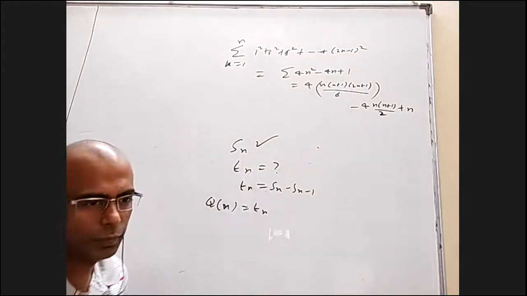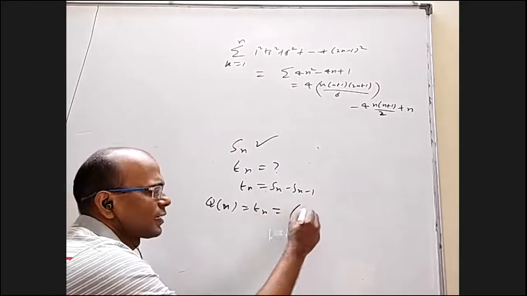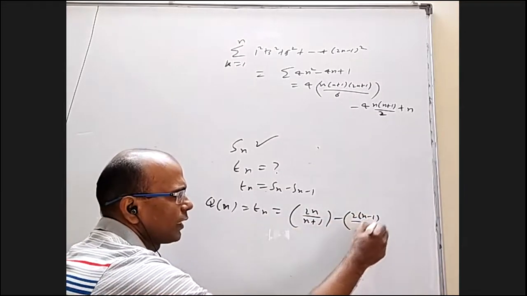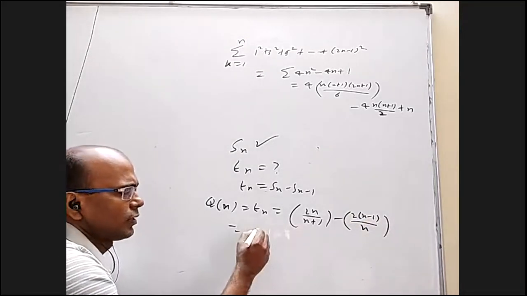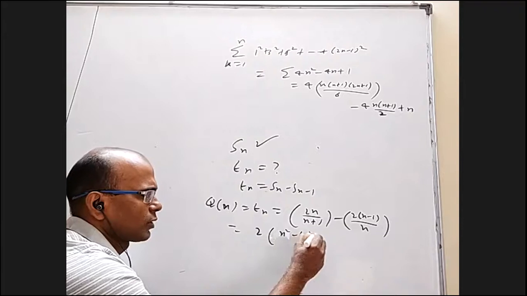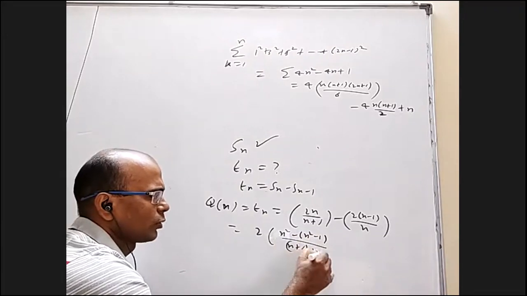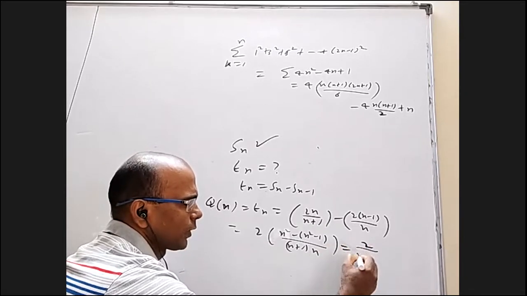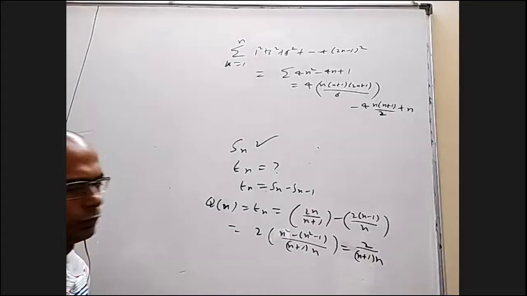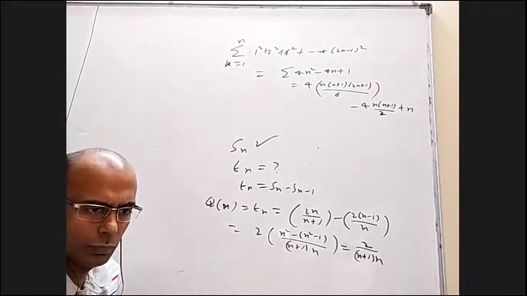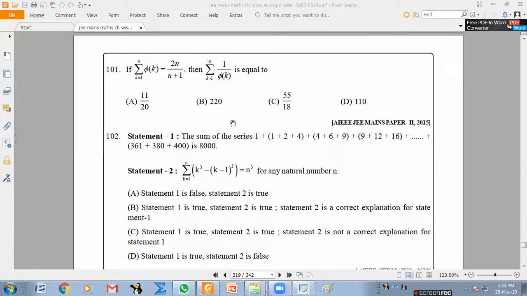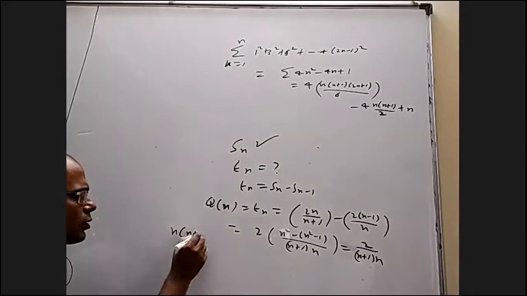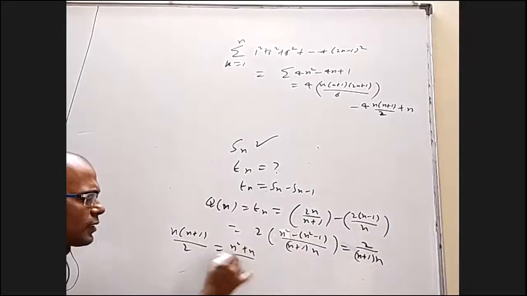Yes, sir. So Sn they gave as 2n by n plus 1, I think. So Sn minus 1 will be 2 into n minus 1 by n. When I simplify, it is 2 into n square minus 1 by n plus 1 into n. N square will cancel. It is 2 by n plus 1 into n. Now they want a reciprocal of that. So that will be n into n plus 1 by 2, which you can write as n square plus n by 2.